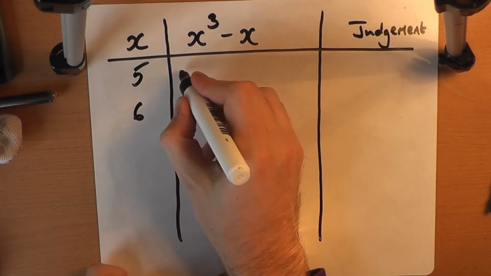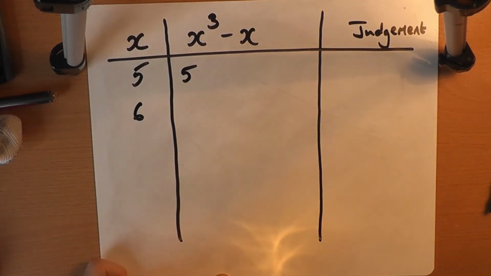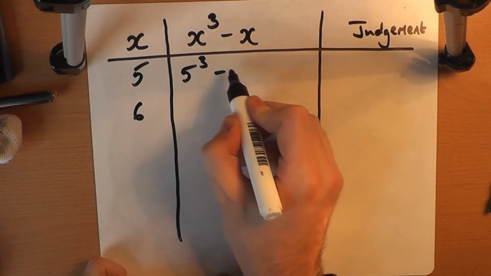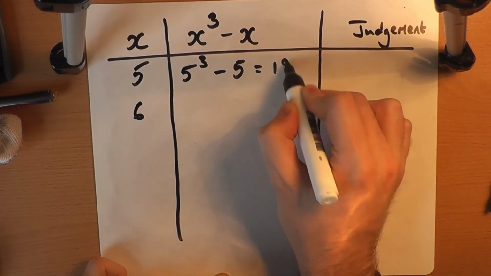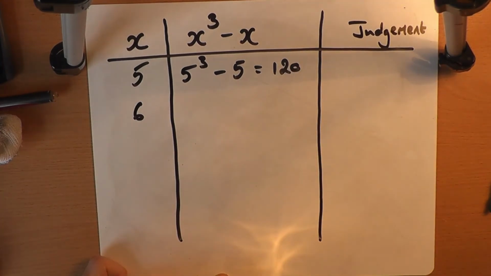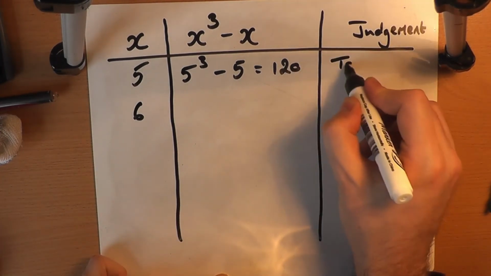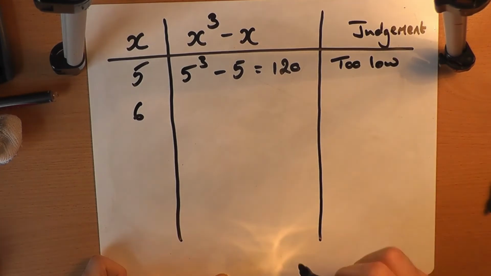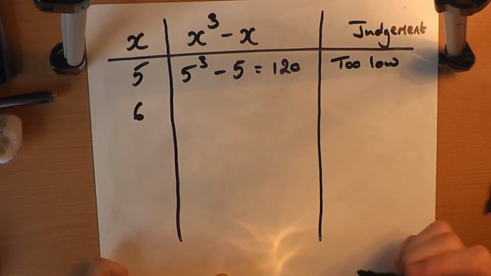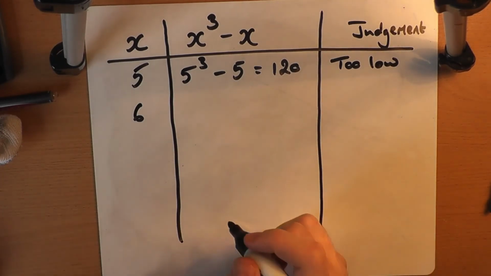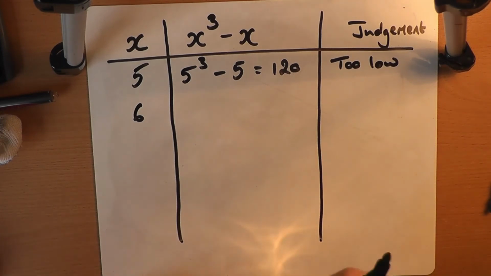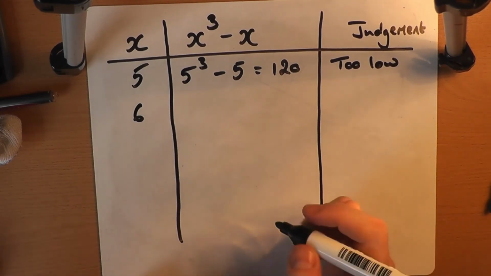So we can do 5 cubed, so 5 times 5 times 5, and then take away a 5. When we put that in our calculator, we should then get 120, which is of course too low. Which makes sense, because remember the answer is going to be between 5 and 6. So hopefully 6 will also turn out to be too high. We're aiming for that 170, remember, and 120 is clearly too low.